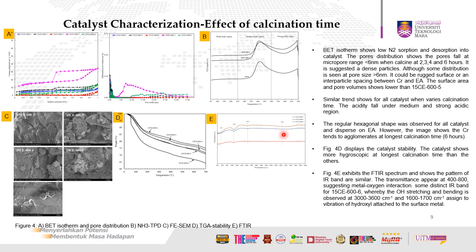And the FTIR spectrum shows that most of the catalysts display a similar wavelength, whereby we can see at 400 to 800 wavelength, which suggests metal oxide interaction. There are some distinct IR bands for 15CE606, whereby we can see clearly the OH stretching and bending at the 3000 region and 1600 region, which are assigned to the vibration of hydroxyl attached to the surface of the metal.